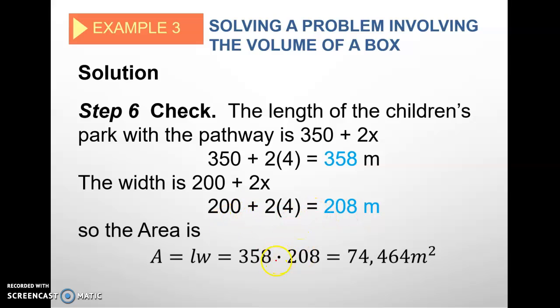And if we multiply the two, 358 times 208, we have 74,460. So the pathway is 4 meters wide.